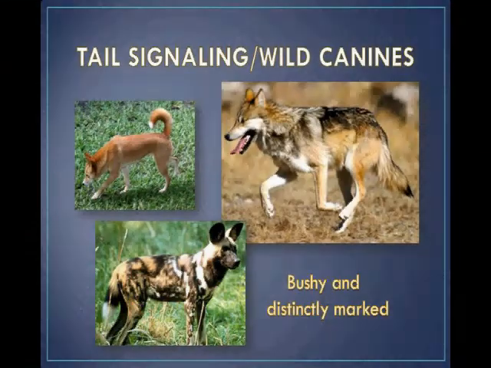In wild dogs, you have the dingo, the wolf, and the African wild dog. If you look at their tails, they're all extra bushy, and each of them have a contrasting tip on the edge of their tail, the visual signal.